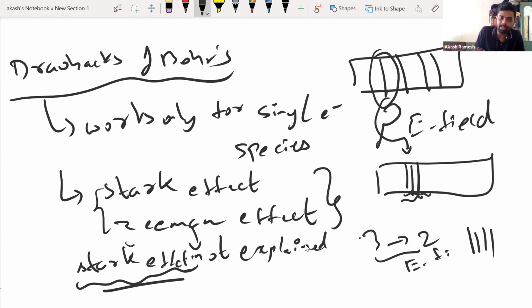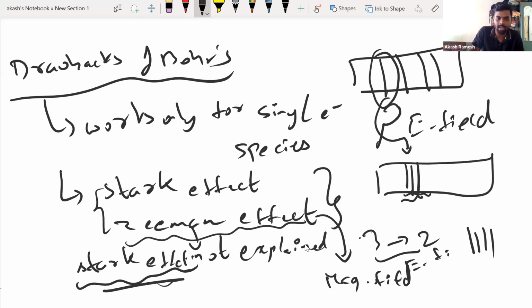Now, Zeeman effect is very, very similar to Stark effect. It is the phenomenon of spectral line splitting in the presence of a magnetic field. That's the only difference. If you give an electric field and the line splits, it's called Stark effect. If you give a magnetic field and it splits, it's called Zeeman effect. We can take the same statement: it is the phenomenon of splitting of spectral lines in the presence of a magnetic field. Just in place of electric field, put magnetic field for Zeeman effect.